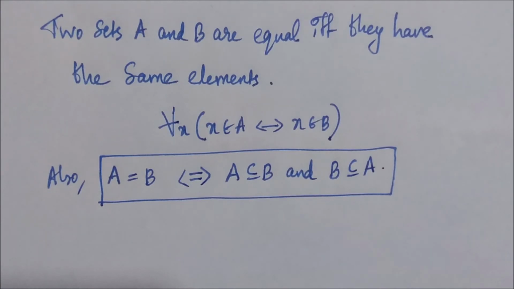And we also know that B is a subset of A, which means that every element of B is also an element of A, which means that A is equal to B. Okay, so if you see, a set can also have another set within it as a member of that set.